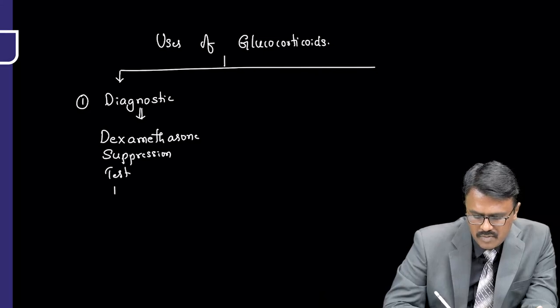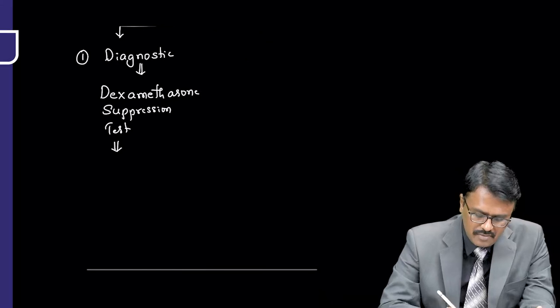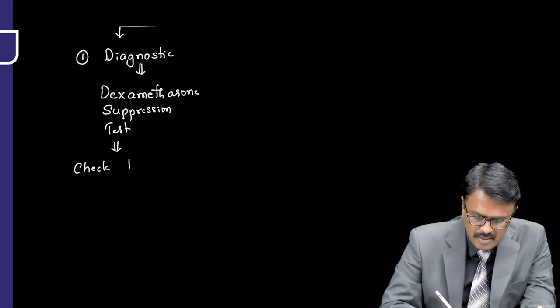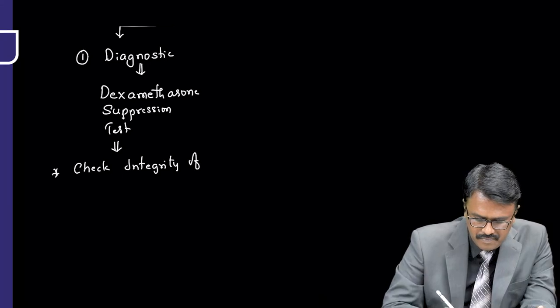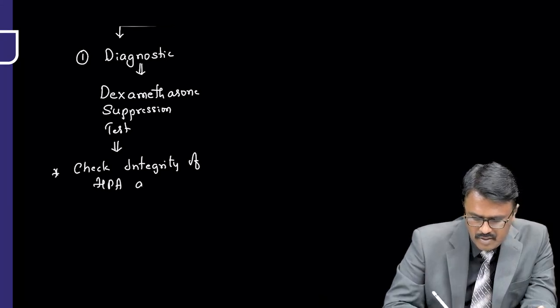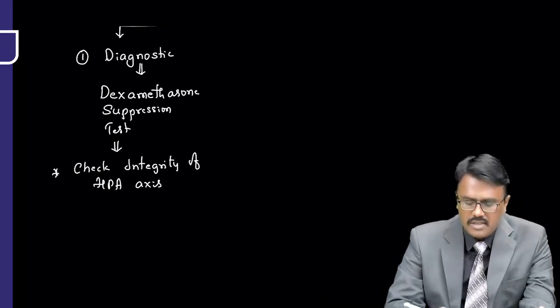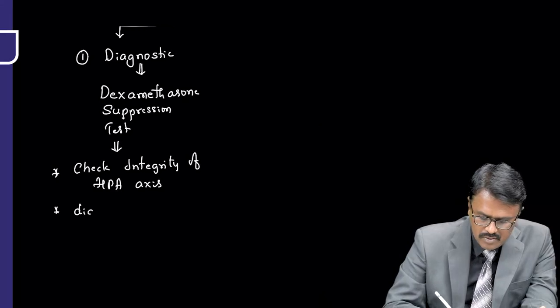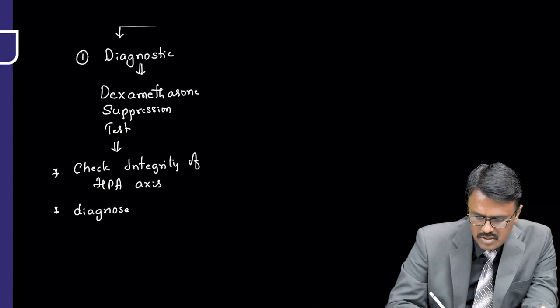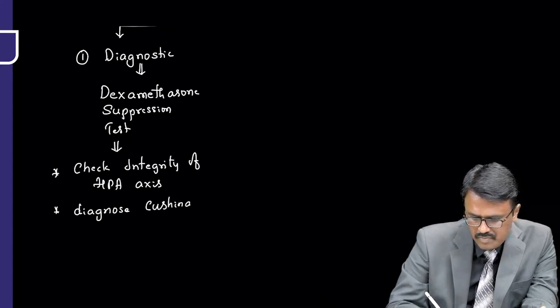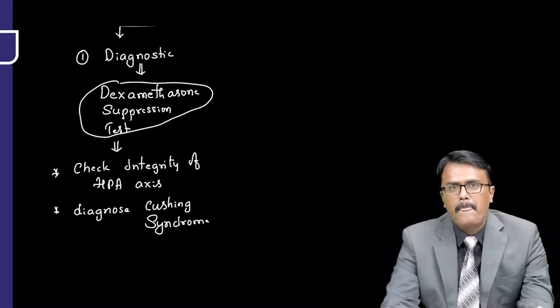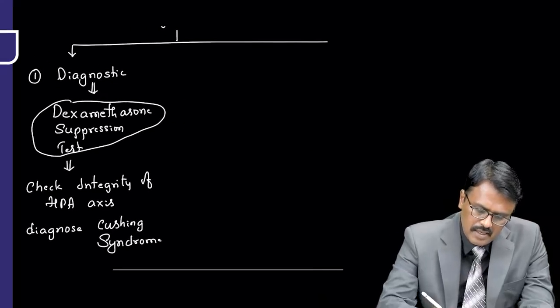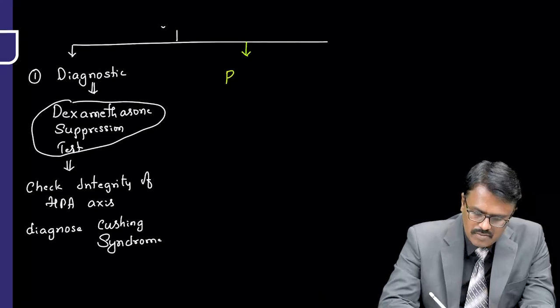Where do you use this test? This is used to check the integrity of the HPA axis, so whether it is functioning or not, you will understand with that. And also to diagnose Cushing syndrome. So the test is called the dexamethasone suppression test. That is the diagnostic use.